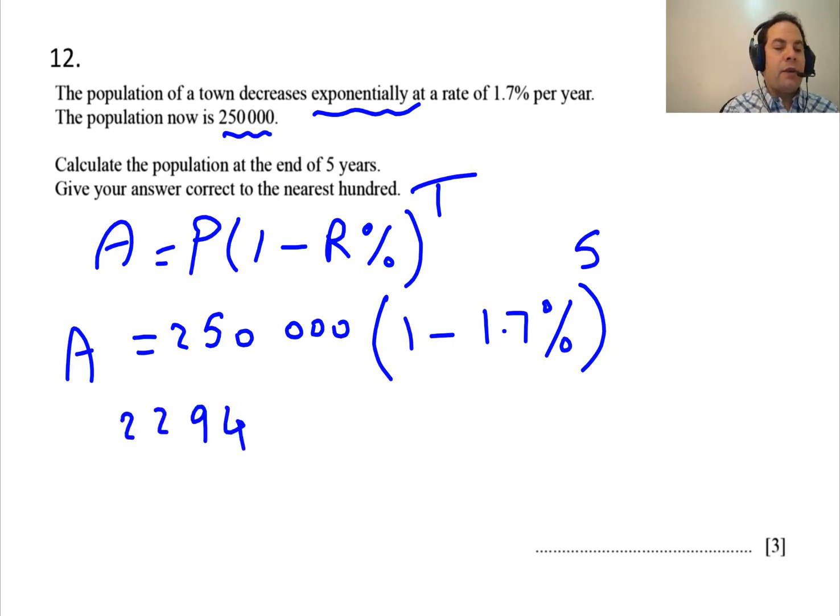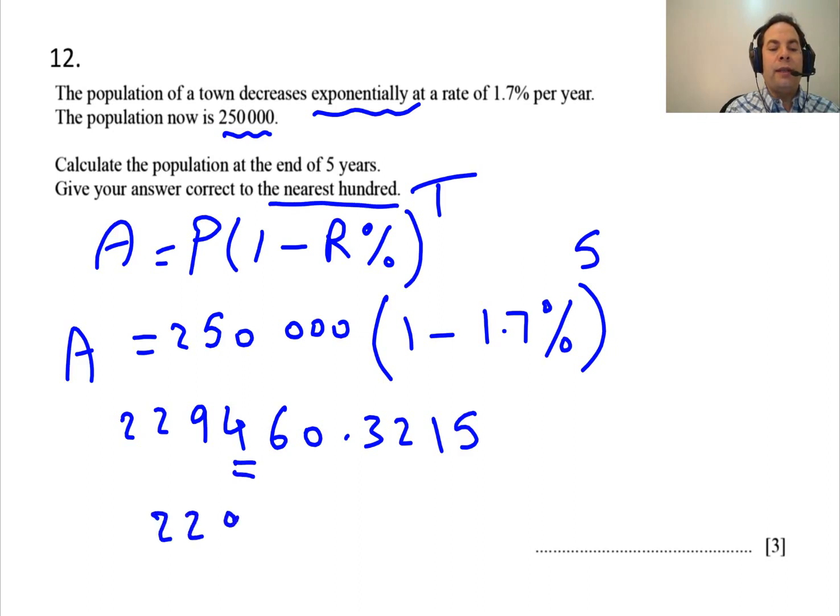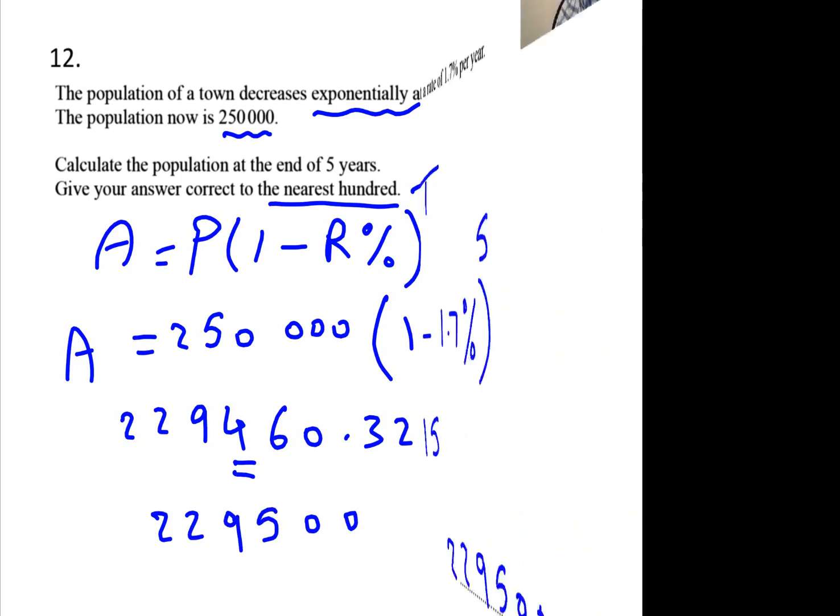So the answer is 229460.3215. He asked you to write your answer correct to the nearest 100. The hundreds digit here is 4, so you round to the nearest 100, which will be 229500. No need for decimals, so the final answer is 229500.